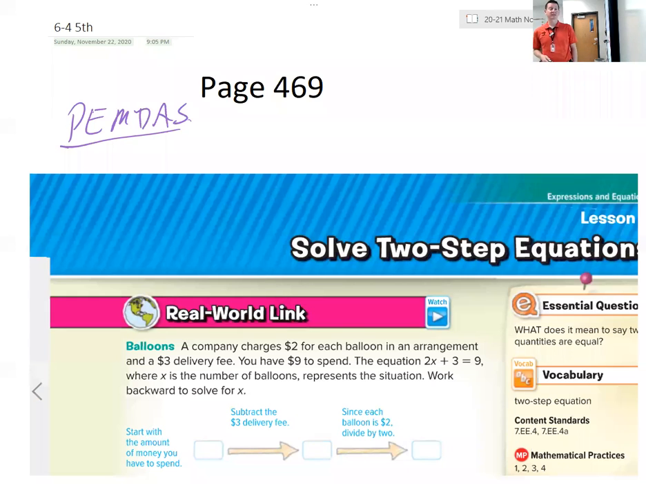So we're on page 469. This is solving two-step equations. This is lesson 4, and one of the students last period told me that I had it incorrect on the cohort calendar. It still said lesson 3. I'm going to change that for you as soon as this class is over. This lesson is going to be about 30 minutes or so, just as far as timing goes.